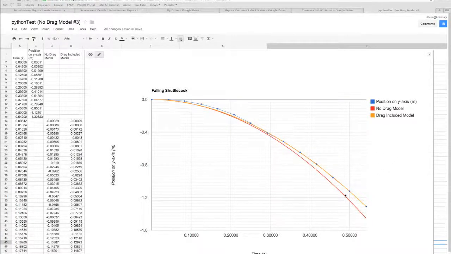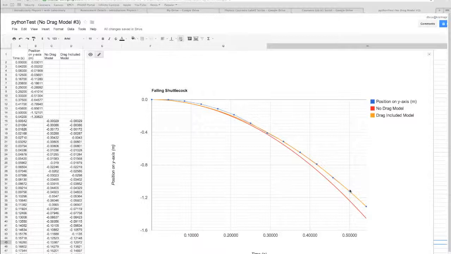The two models are different. The drag-free model in red has constant acceleration. In the second model, yellow, the acceleration varies inversely with the velocity. This is because the net force is the sum of the downward gravitational force and the upward drag force. In turn, the drag force increases with increasing velocity. Thus, the net acceleration keeps decreasing as the object increases in speed.